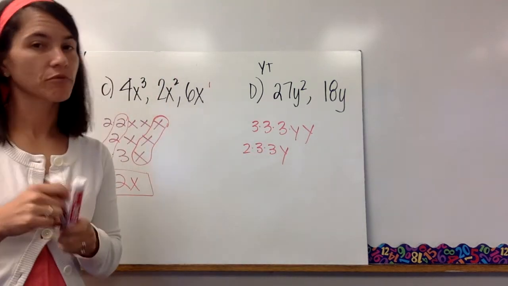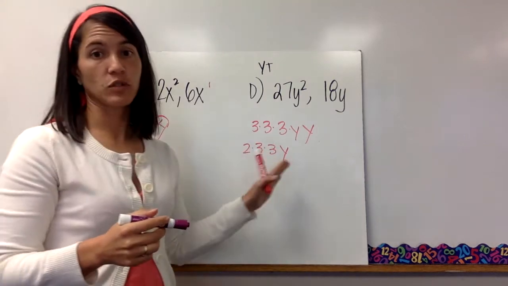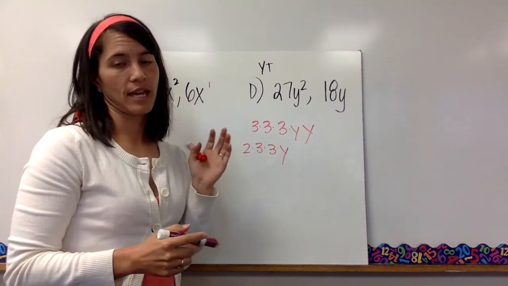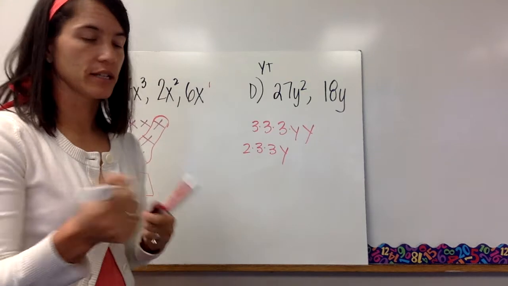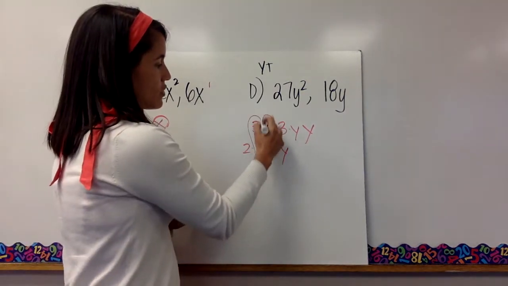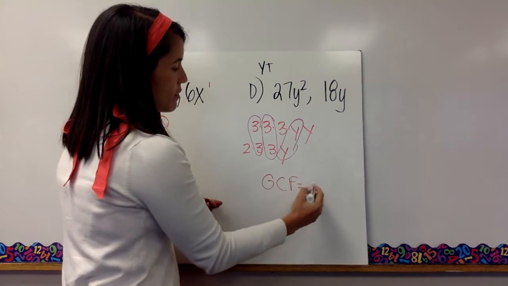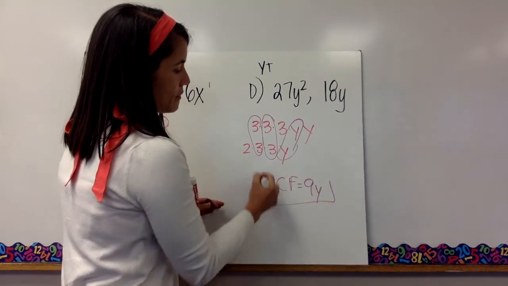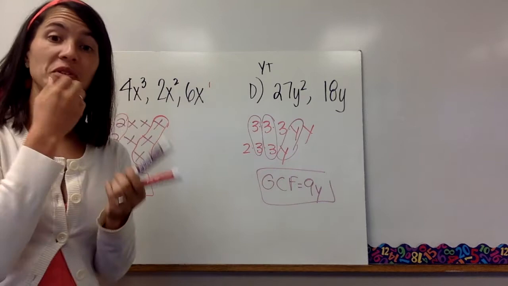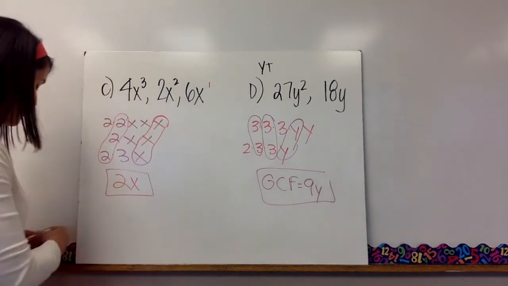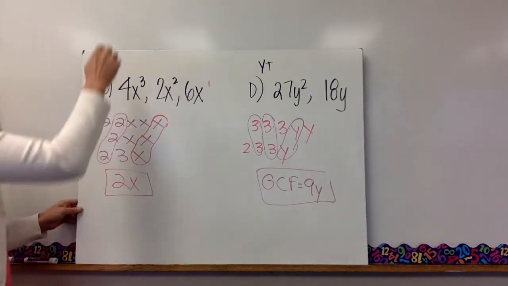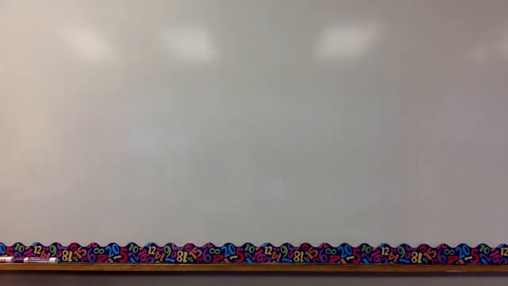Now, the order doesn't really matter. You could write 3 times 3 times 2, and that's the same thing. I just write them in order from least to greatest. They have two 3's in common and a y. So the greatest common factor would be 9y. So I hope you got 9y. If you did, great, and you're catching on to the greatest common factor of monomials.